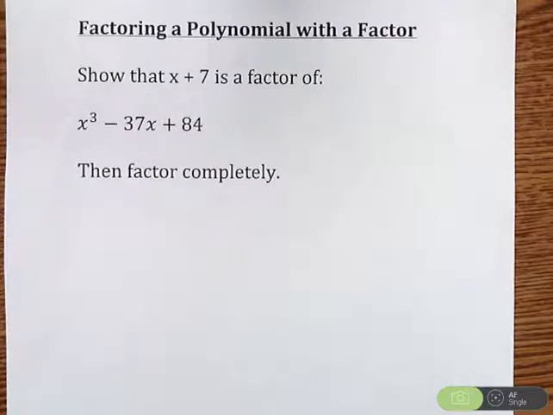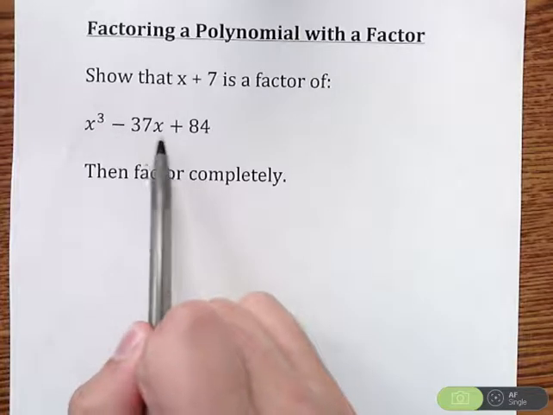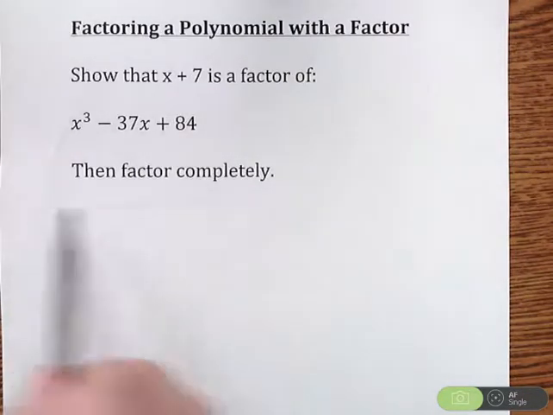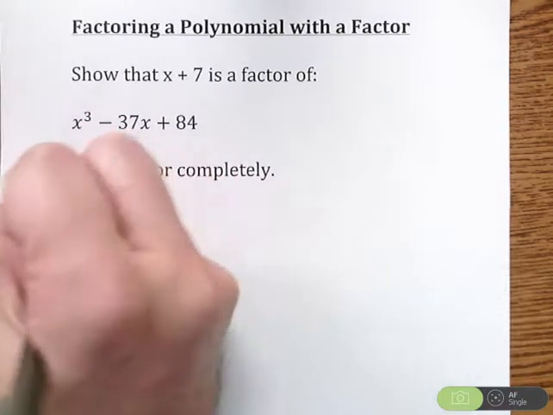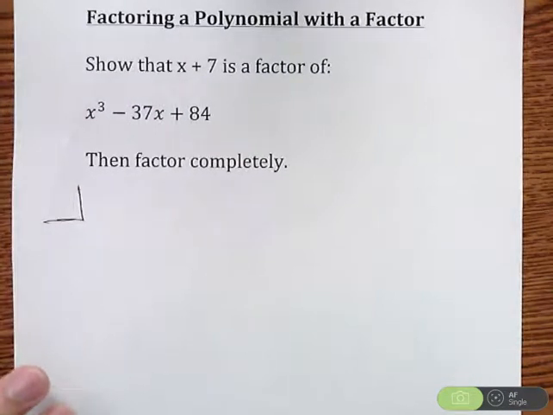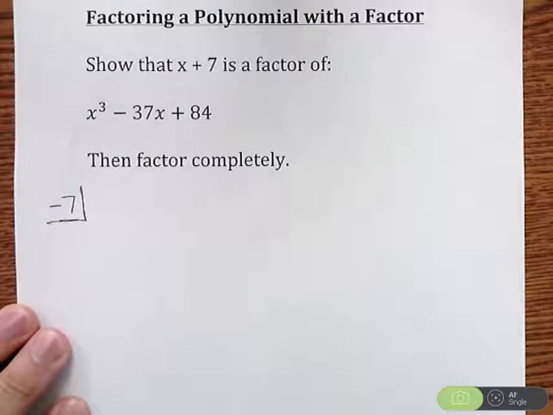The easiest way to do that is we're going to do synthetic division. We're going to take x cubed minus 37x plus 84 and divide by x plus 7. So I'm going to set up the synthetic division. If you are not strong with synthetic division, maybe watch the video on that. So in the box, we're going to have a negative 7.